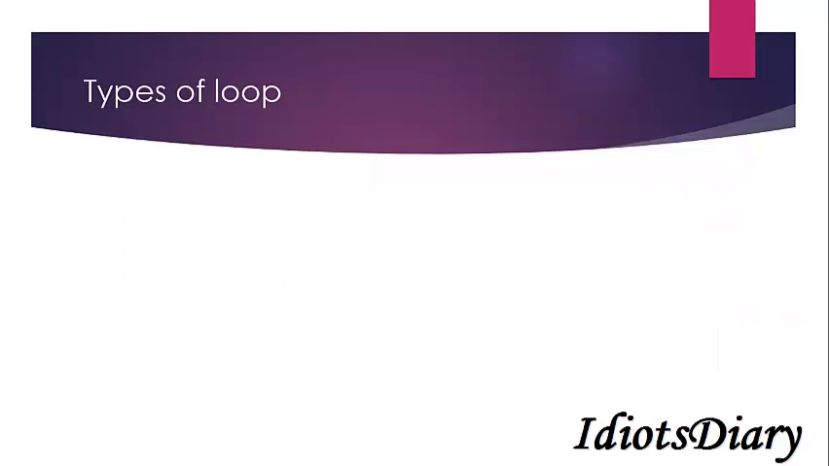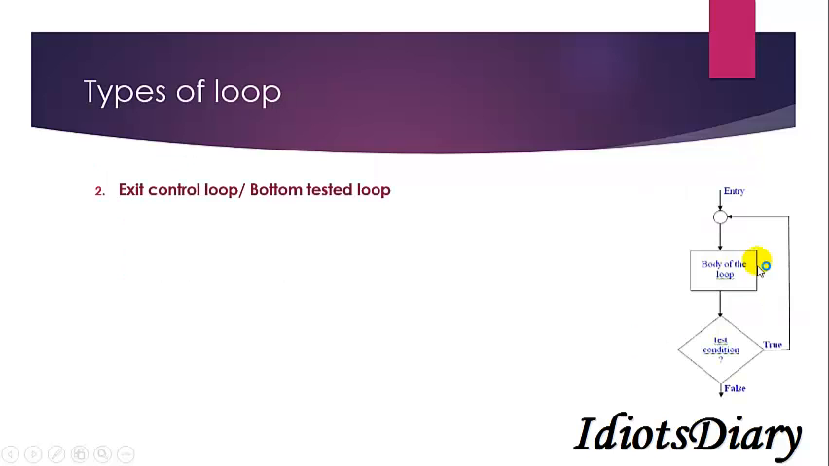The second type of loop is the exit control loop. In this loop, first the statements are executed and then the condition is tested. If the condition is true, then the block of statements is again executed, and if the condition is false, then the loop terminates. In this way, some key points of the exit control loop are discussed here. In the exit control loop, first the statements are executed, then the condition is evaluated.